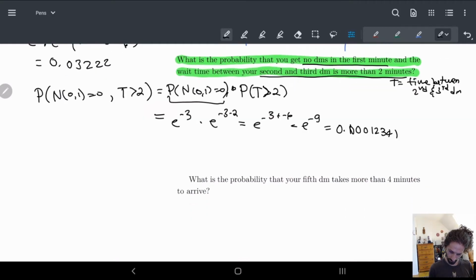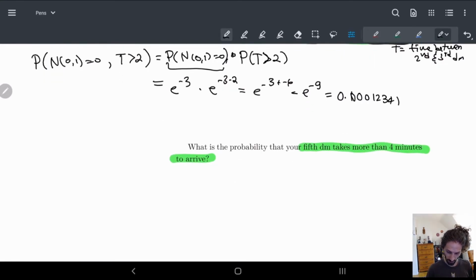All right, so finally, we're going to look at this fifth problem. The fifth problem is saying, what's the probability that your fifth DM takes more than 4 minutes to arrive? So this might be a little weird. There's, again, many ways to look at this, right? We can look at it as, okay, well, for the fifth DM, we just need the time for the first, the second, the third, the fourth, and the fifth.